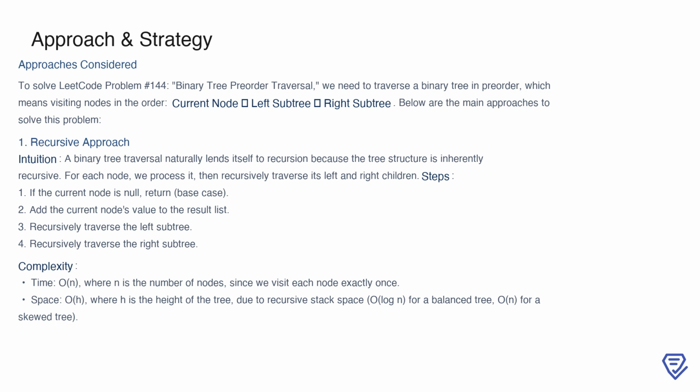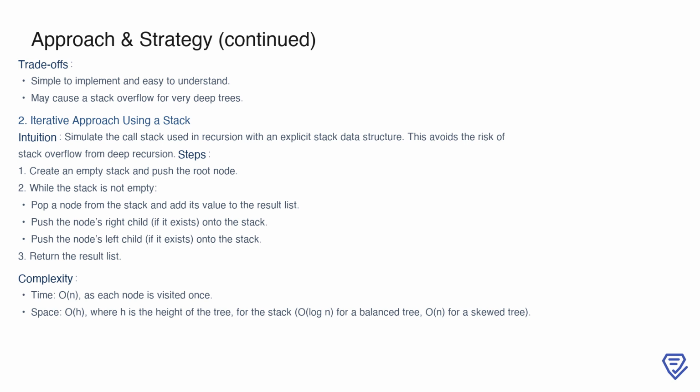This makes recursion both efficient and elegant, but we must consider its limitations, especially when the tree depth is large. While recursion is simple and intuitive, it does introduce the risk of stack overflow with very deep trees. To mitigate this, we can turn to an iterative approach using an explicit stack. This approach mirrors the recursive process but avoids the limitations of the call stack.